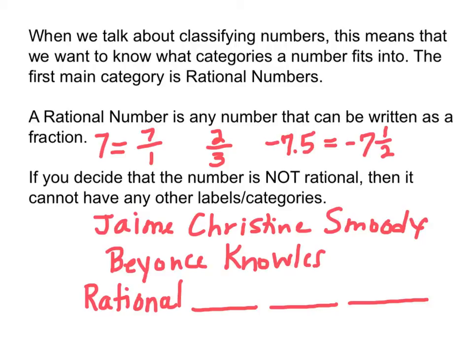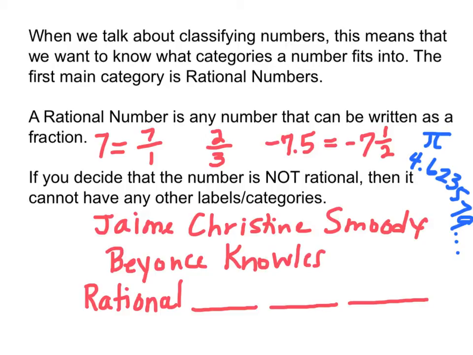An example of a number that is not rational would be something that cannot be written as a fraction. For example, pi. Pi is a decimal that goes on forever, it never repeats, and it never ends. Or if I gave you the number 4.62357 and it doesn't repeat and doesn't end, that means it's not rational.